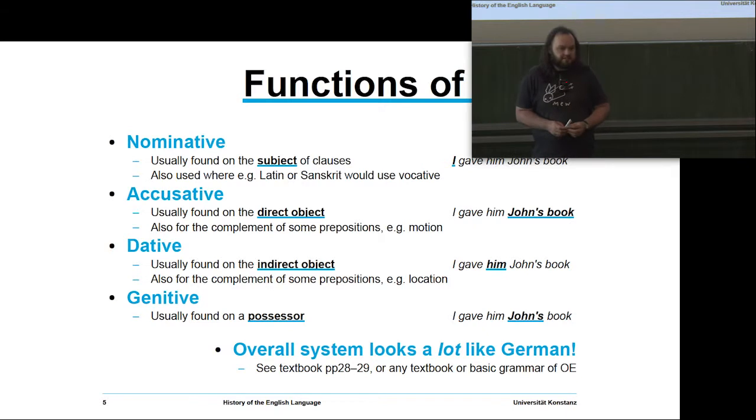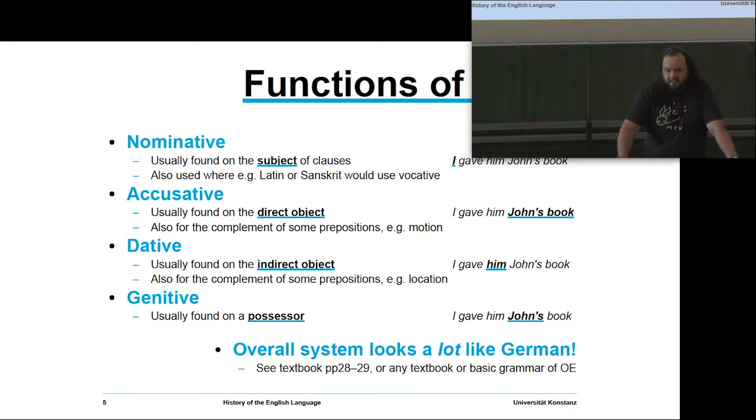Now the final case that we have to deal with is the genitive, and the genitive is usually found on possessors, and this is the case also in Old English. So in a sentence like I gave him John's book, John's would be genitive in Old English. Now, you have to be careful with the genitive because modern English has an S ending, but this modern English S ending isn't really a case ending. It doesn't really behave like case endings do.